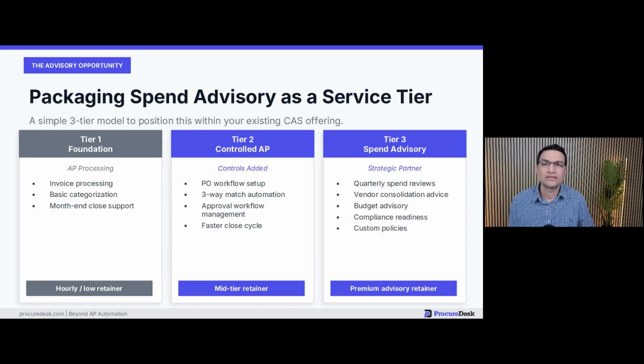Tier two is control AP, where you're helping them set up a PO workflow setup, a three-way match automation, and approval management, and so on, with the intent of a faster close cycle. Tier three is where you would start with vendor advisory, where you would do quarterly spend reviews, vendor consolidation, and so on, right? So helping them set up all these things. And again, you can charge different rates based on the different advisory services you might have.